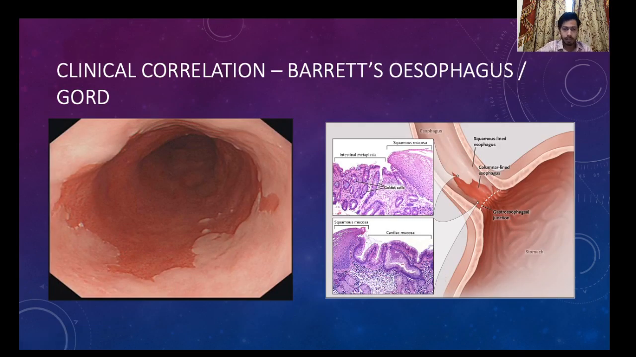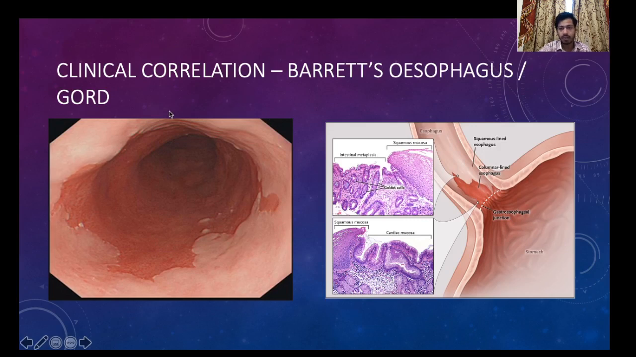So like I promised, and I think it's quite important that we talk about the clinical correlations with the esophagus. Right, so on the left is an upper endoscopy, esophagogastroduodenoscopy, OGD, and it's basically an endoscope which goes through your mouth, and it's to assess for Barrett's esophagus.